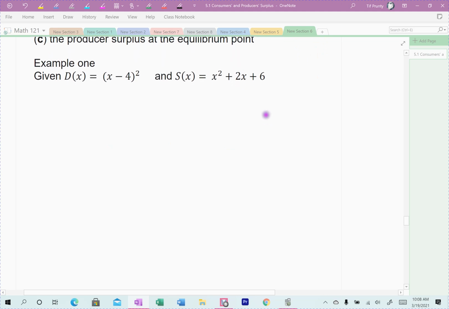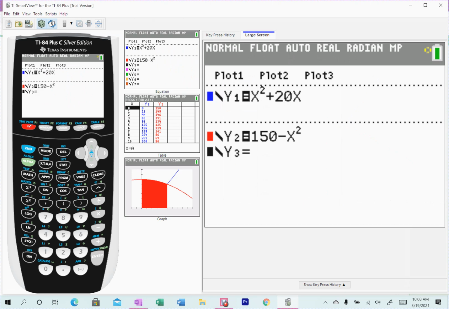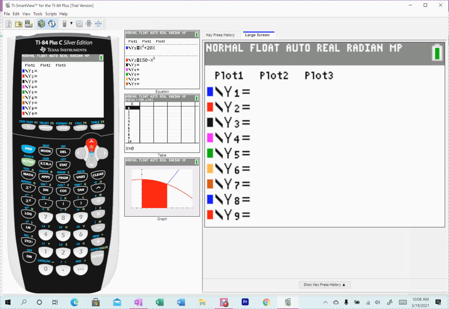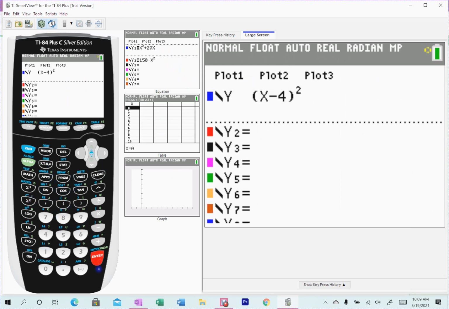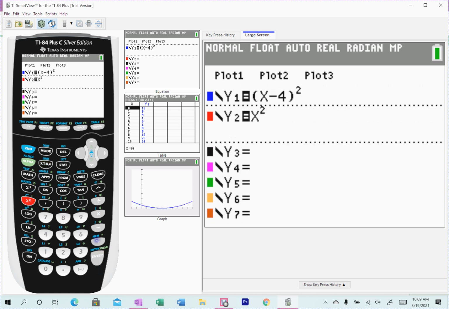Alright, so the first example, I'm going to go ahead and plug it in, because I'm going to graph first. I'm going to go in here and clear out my previous example and plug in my two expressions. The demand curve was x minus 4 squared, so parentheses, x minus 4, parentheses squared. Enter. My second one was x squared plus 2x plus 6. Let me double check and make sure I put those in right.